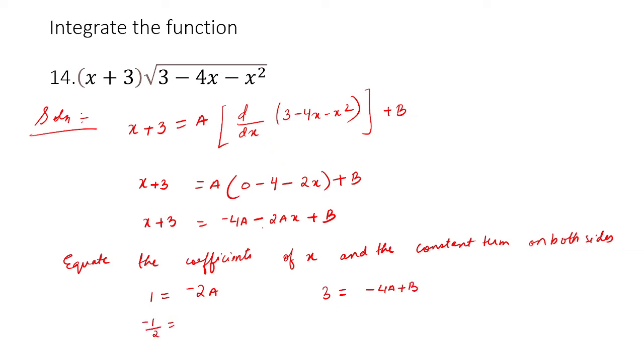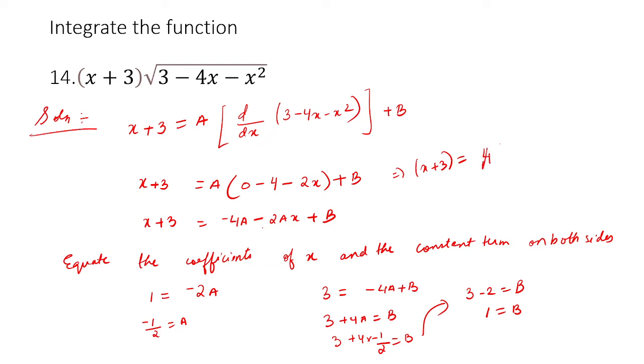So this way your a will be minus half and your b is going to be 3 plus 4a, equal to b, and you know that your a is nothing but minus half, so 4 into minus half, you can take this up, so you'll be left with 3 minus 2 equal to b. That means your b is equivalent to 1. So you already have the values of a and b. You can always write this as x plus 3 equal to a into minus 4 minus 2x plus b, okay? So you know the value of b, you know the value of a, so let's substitute that.